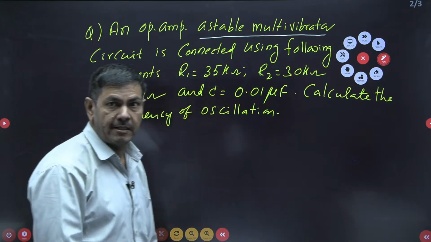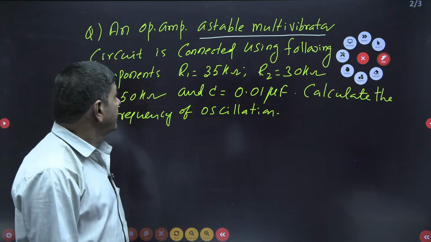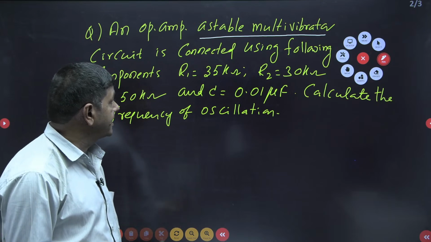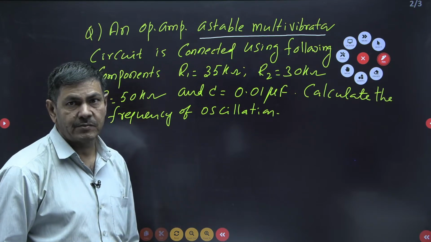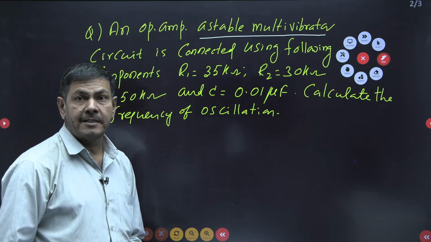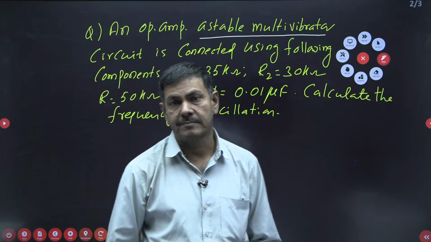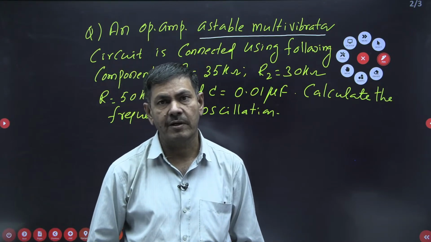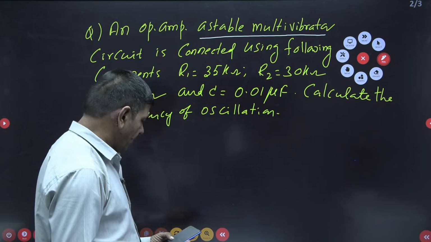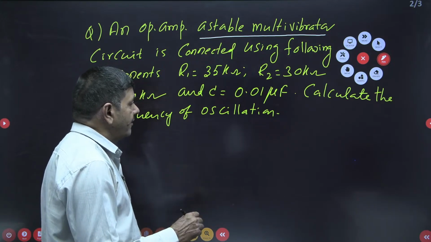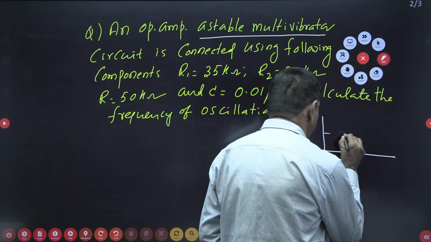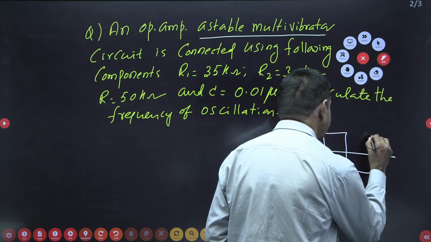Sometimes this is asked in the GATE exam. It is connected using the following components R1, R2 and R in kilo ohms, and C is given. Calculate the frequency of oscillations. We know very well the purpose of the astable multivibrator is to generate a square waveform. But in this case, how can we measure the frequency of oscillation? If it is generating the square waveform, for example, like that, it is going to generate the waveform.